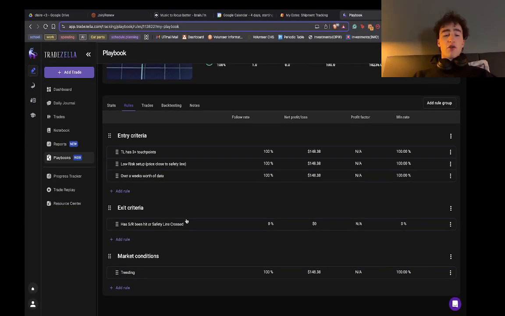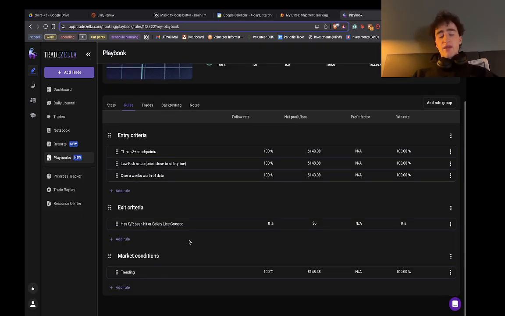Another criteria is over a week's worth of data. Very important. Exit criteria is the same for this as a trendline bounce. It's support or resistance or safety line crossed. The safety line one is a good one to follow because price can just consistently move in your direction for like weeks at a time, and sometimes that does happen. It's really hard to hold a trade consistently, but if you follow the exit criteria, you'll do very well on that front. And market conditions, price has to be trending. We're trendline traders. That's the biggest thing.